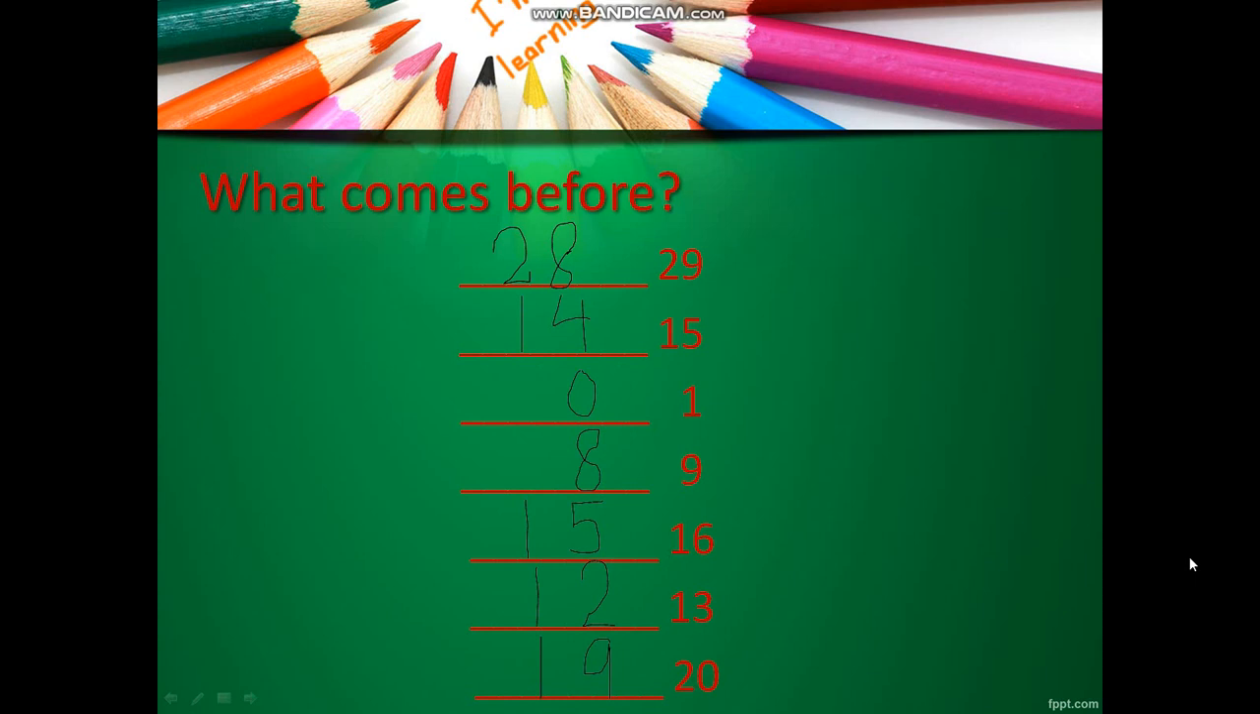Before 29, we always write 28. And before 15, we always write 14. Before 1, we always write 0. Before 9, we always write 8. Before 16, we always write 15. And before 13, we always write 12. Before 20, we always write 19.